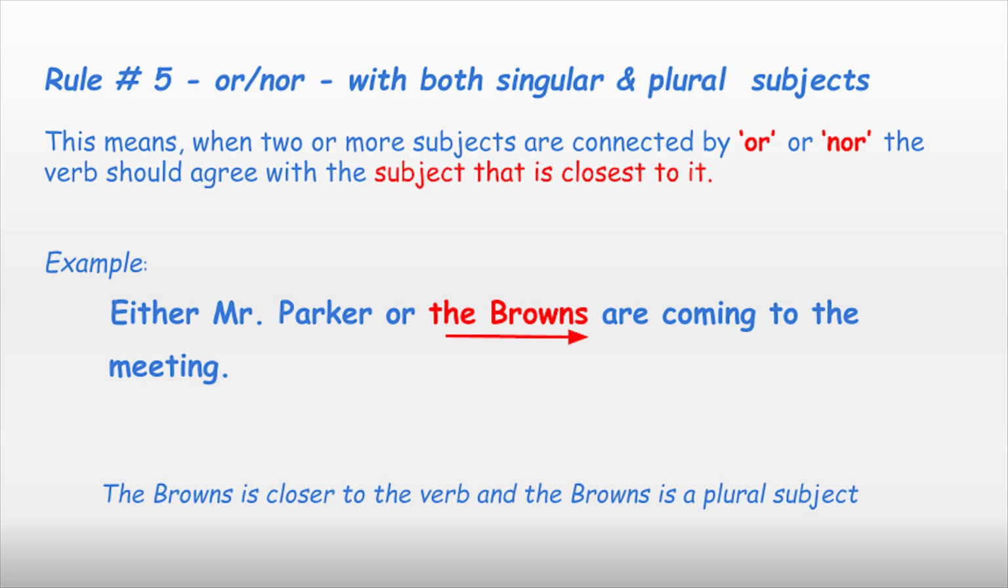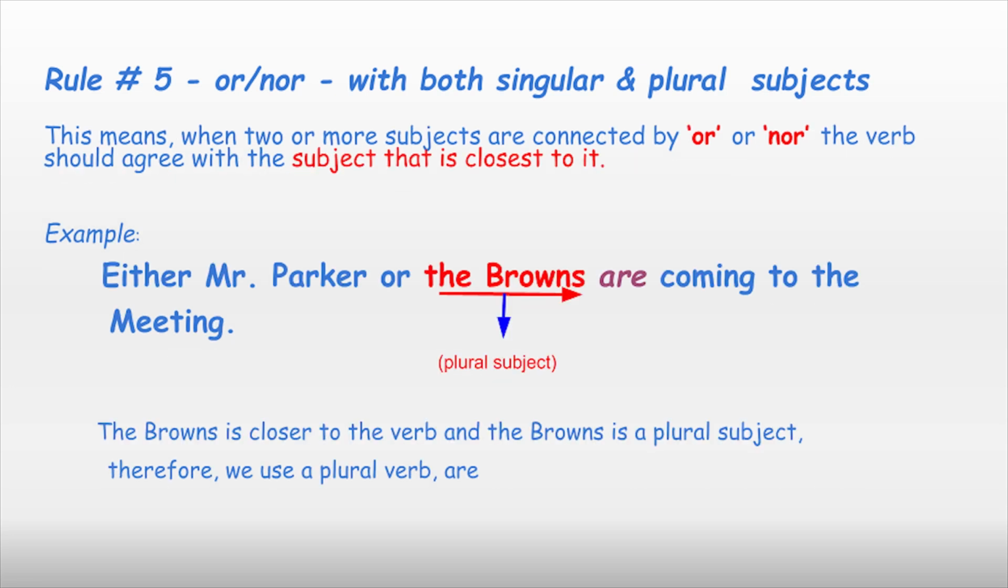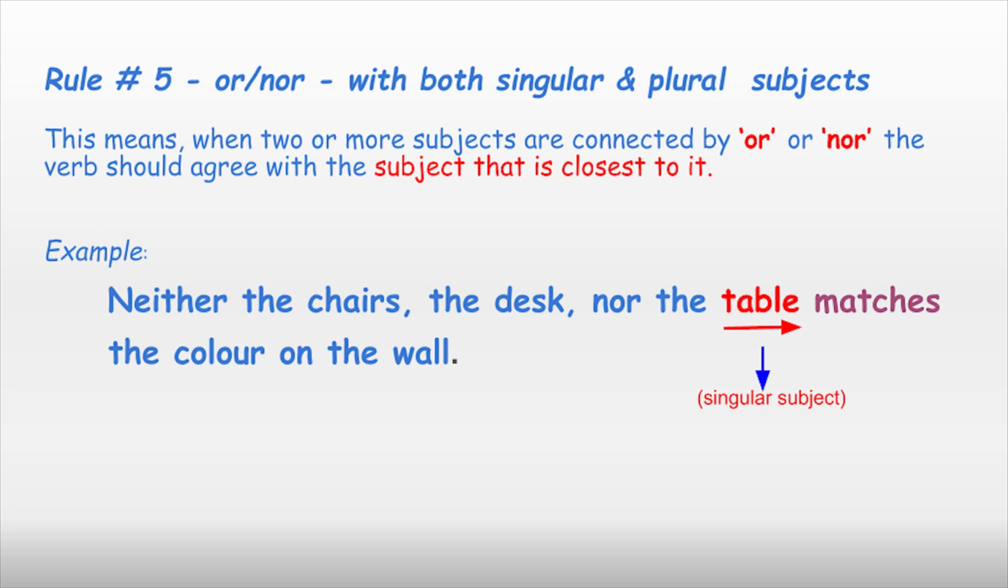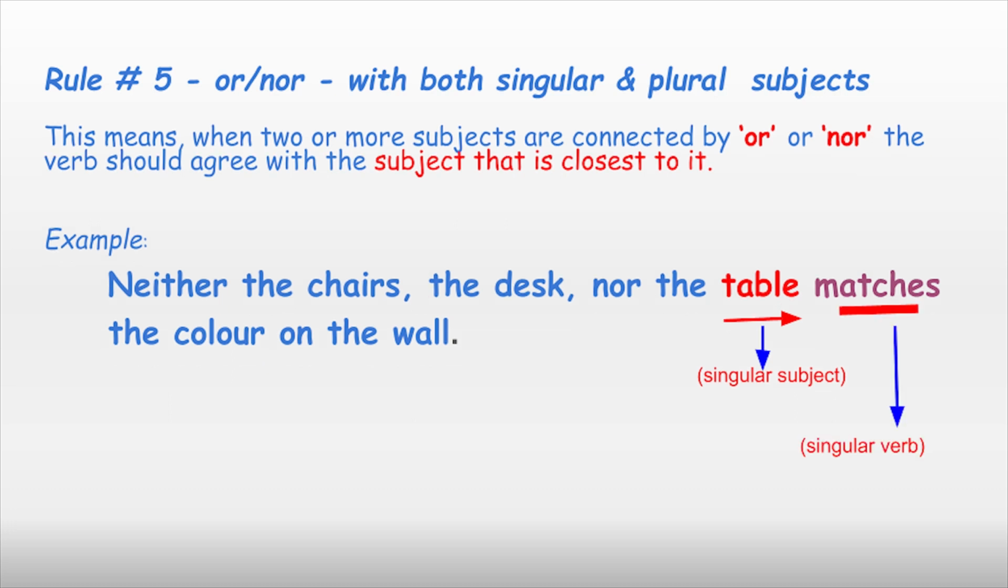The Browns is closer to the verb, and the Browns is a plural subject. Therefore, we use a plural verb, are. Here is another example. Neither the chairs, the desks, nor the table matches the color on the wall. Table is closer to the verb, and table is a singular subject, so we use a singular verb, matches.